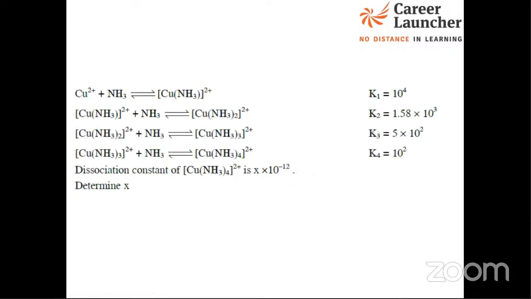Next. Cu2+ plus NH3 gives Cu(NH3)2+. K1 is 10 power 4. The second is given as NH3 additions. What is the value of the dissociation constant of this? X into 10 raised to minus 12 is given. As all of you know, the dissociation constant depends on the values here, so we need to add the equations.